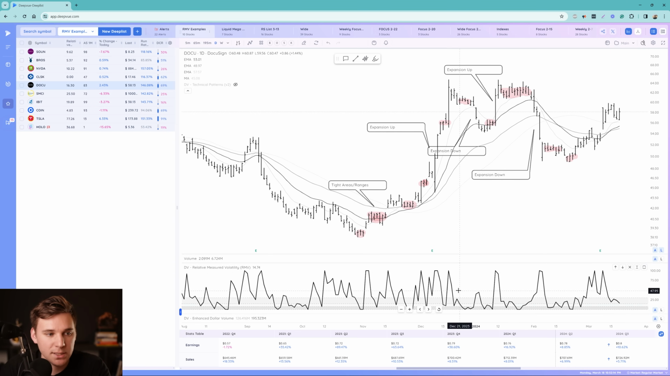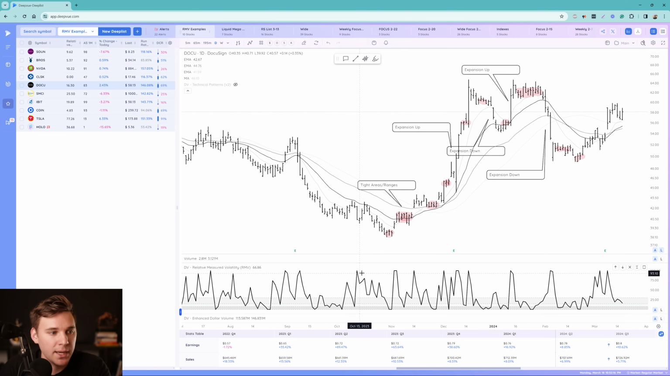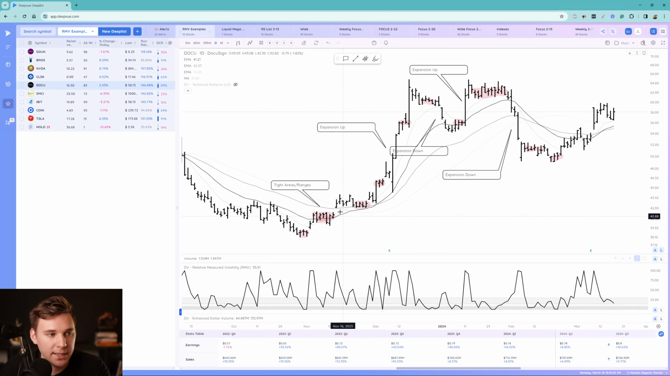So that is basically what RMV does. What does it tell you? It tells you how relatively tight the recent price action is. And the tighter it is, the more likely there is a range where you can draw a pivot through these highs, which can be an actionable signal to the upside and lead to dramatic moves as we see here in DocuSign.